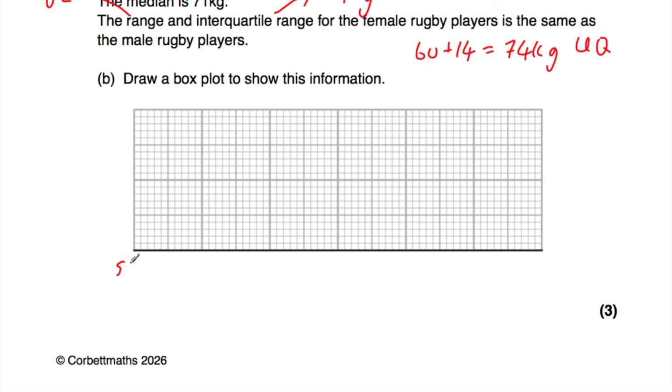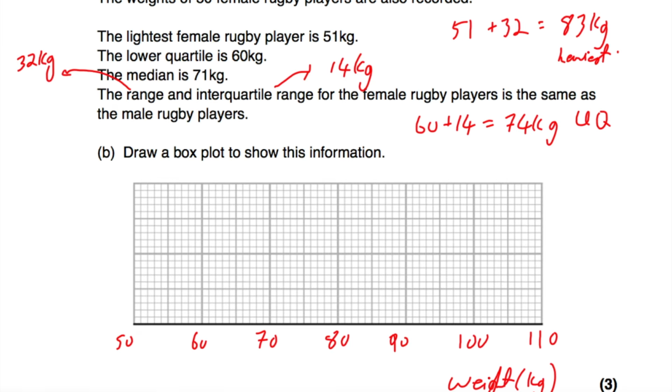It makes it a bit easier for comparing them if we need to. 50, 60, 70, 80, 90, 100, 110 kilograms. That's the weight in kilograms. Obviously, we're talking about everyday use of the word weight there, not newtons. And then we've got the weights in kilograms. Okay, so now let's draw the lines.